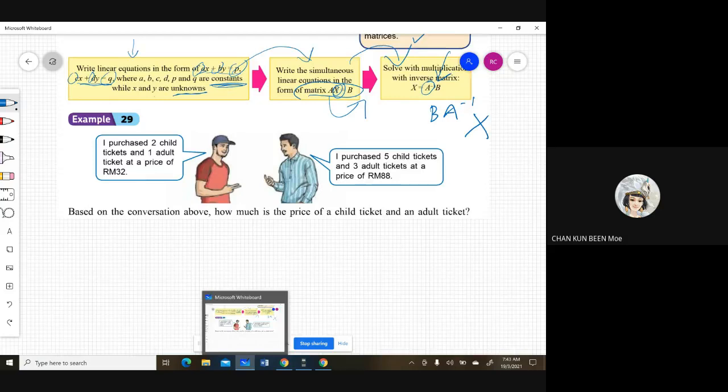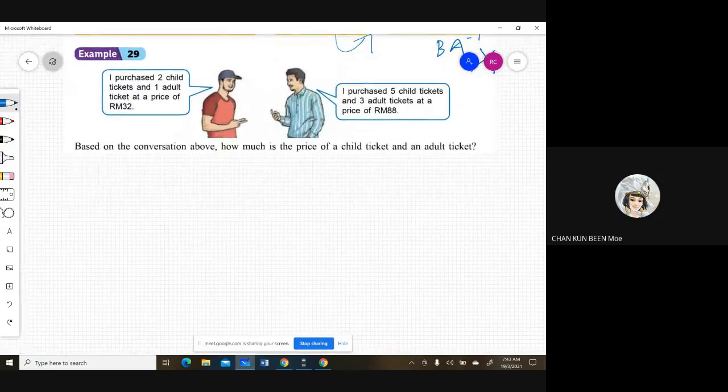Okay, now we look at the example here. Example 29. I purchased 2 child tickets and 1 adult ticket at the price of RM32. And then the second person said, I purchased 5 child tickets and 3 adult tickets at the price of RM88. Based on the conversation above, how much is the price of a child ticket and an adult ticket?